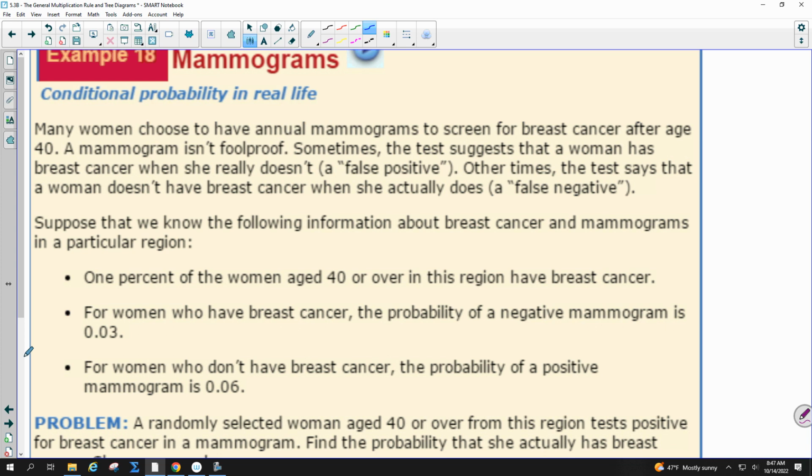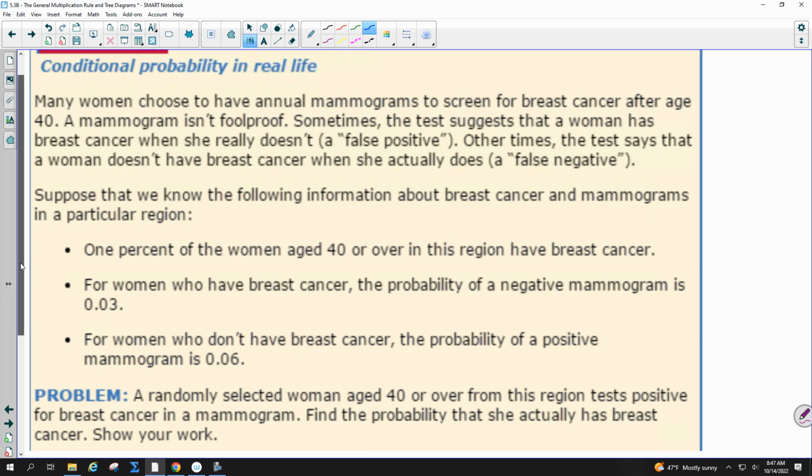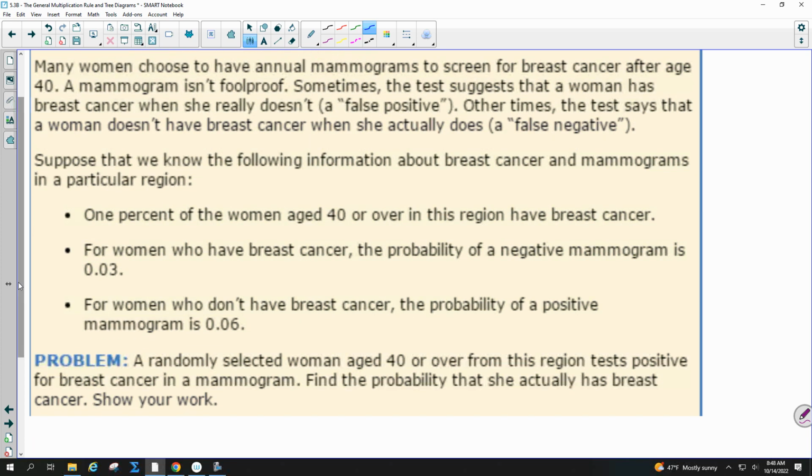All right, many women have annual mammograms to screen for breast cancer after the age of 40. A mammogram isn't foolproof. Sometimes the test suggests that a woman has breast cancer when she really doesn't. That is called a false positive. Other times the test says that a woman doesn't have breast cancer when she actually does, which is a false negative. Suppose that we know the following information, all right?